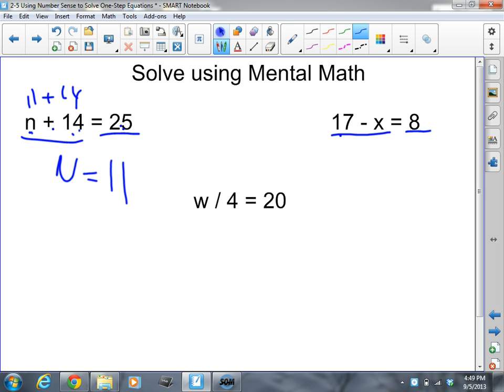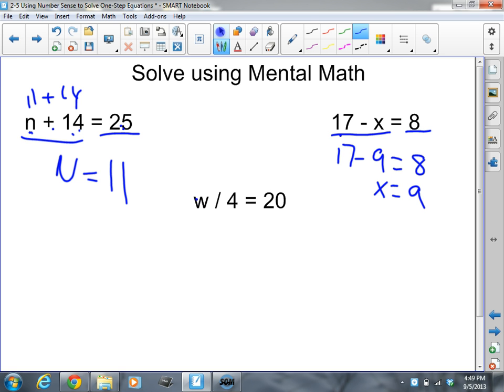17 minus 6, no. Let's try 8. 17 minus 8, ooh, we're really close. That's 9. How about 17 minus 9? Ooh, there we go. That does equal 8. So x is equal to 9.